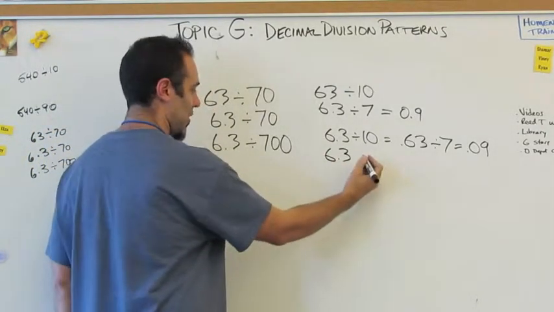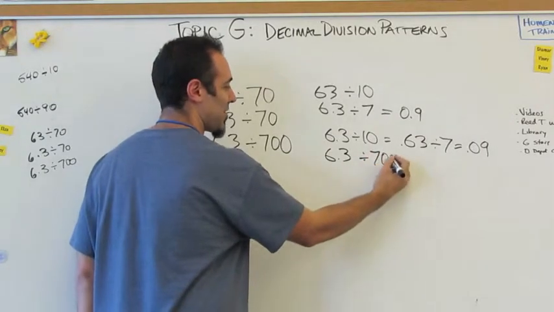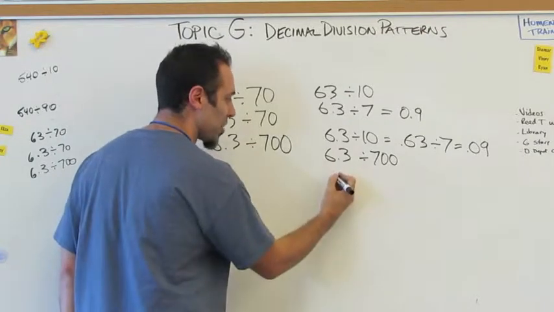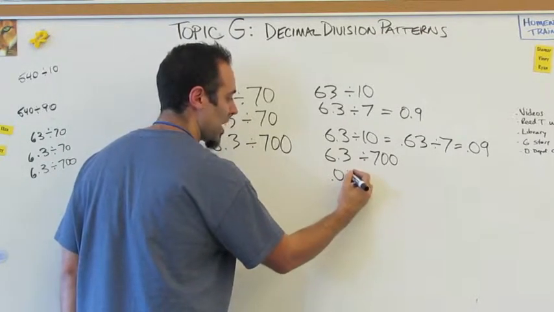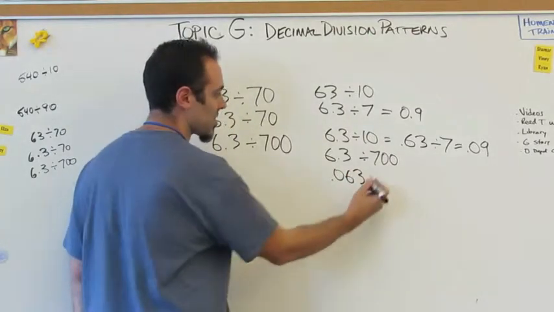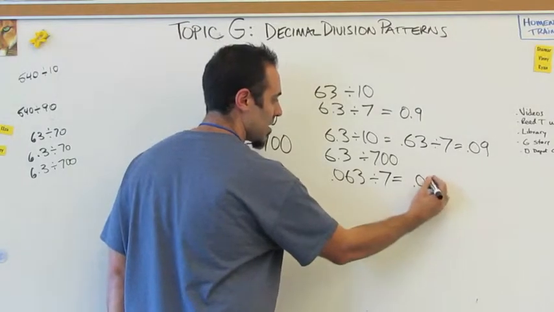Here again, 63 tenths divided by 700. First, 63 tenths divided by 100. It's going to move it over on the place value chart 2 times. And we're going to have 63 thousandths divided by 7. And we will have 9 thousandths.